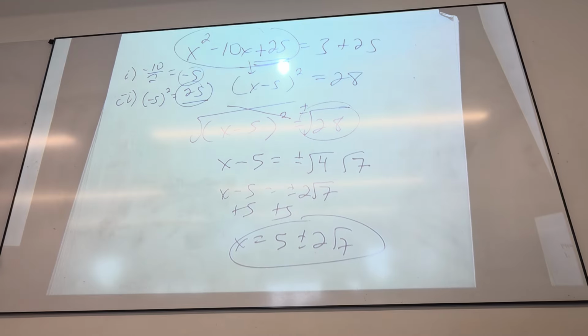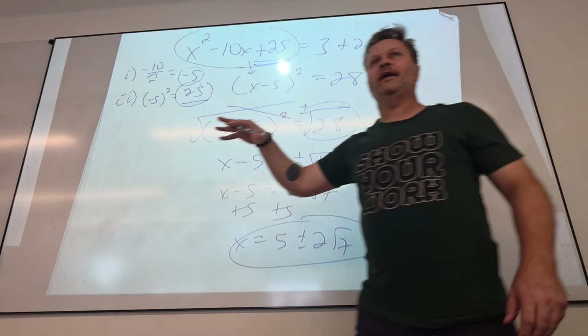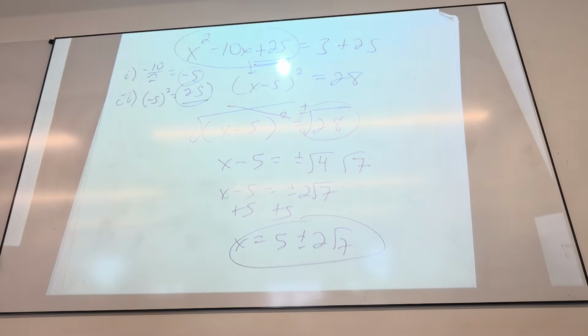Alright, so if you ever get an irrational answer, that means even if you would have subtracted a 3, you would not have been able to factor it. It doesn't use nice whole numbers.